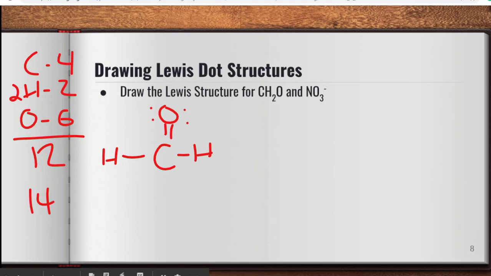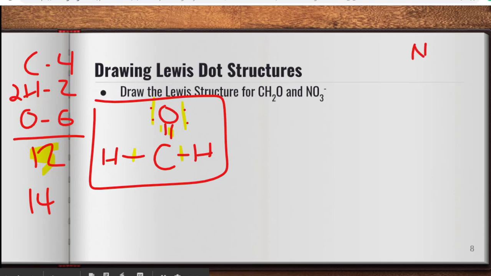So let's take a look now and see if we get 12. So we've got 2, 4, 6, 8, 10, and 12. So we've got 12. We wanted to get 12. We're good. This structure checks out. Awesome. Let's move on to the next one, which is NO3. And so we got NO3 with a -1.